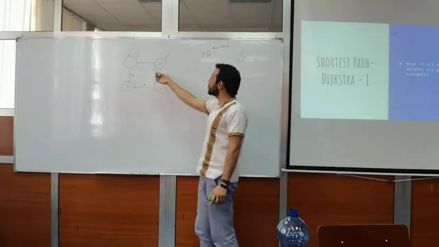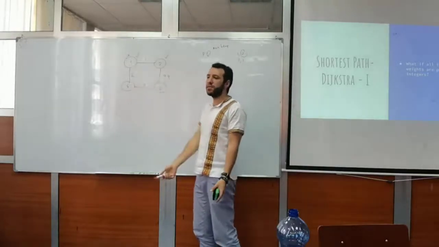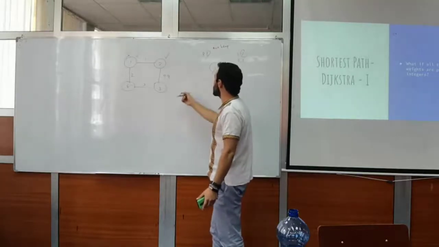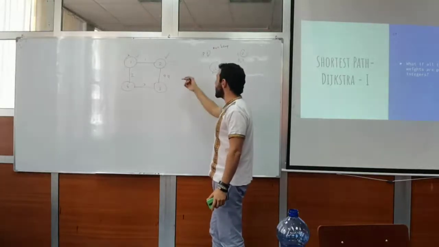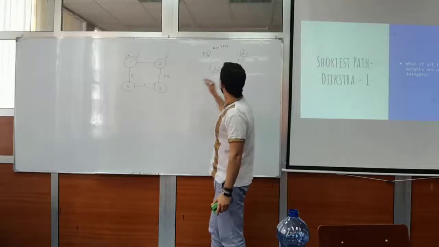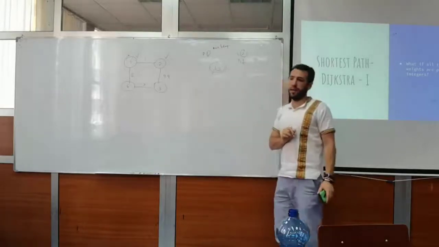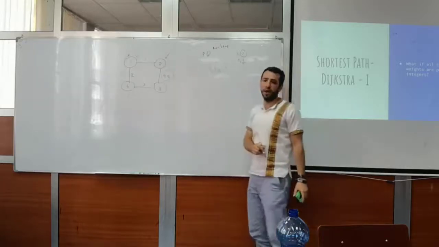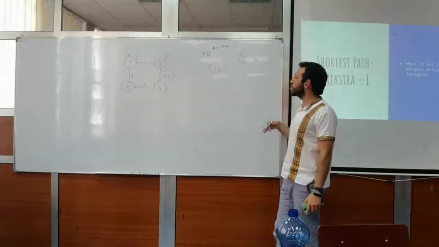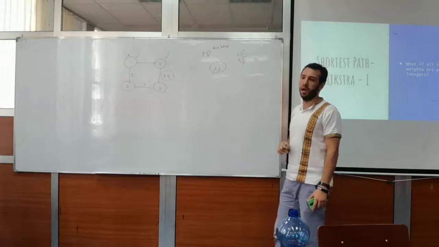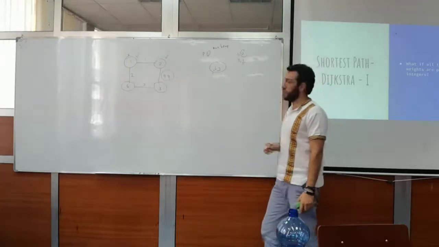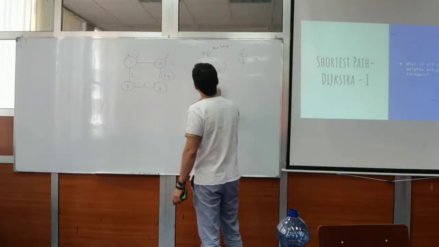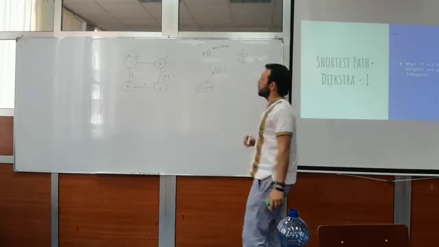The first child we look for is 1. And since 1 is already visited, we don't do anything with that. And 2's second child is 3. 2's current distance is 1, and I have an edge with weight 99. So what is going to be the total distance to 3? 100. Therefore, I insert 3 with 100 into my priority queue.